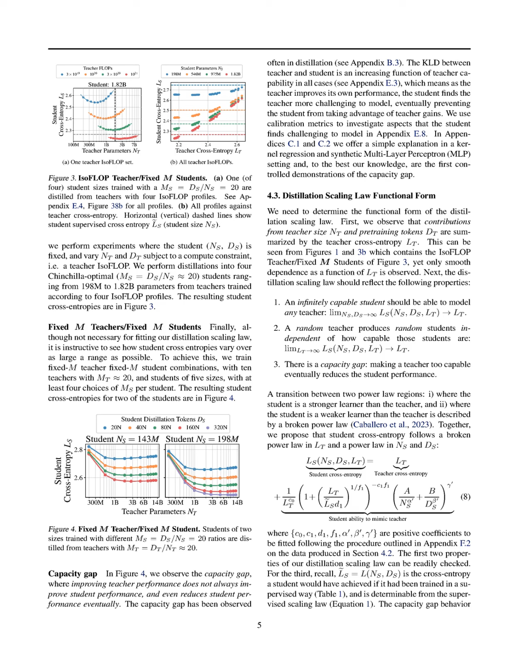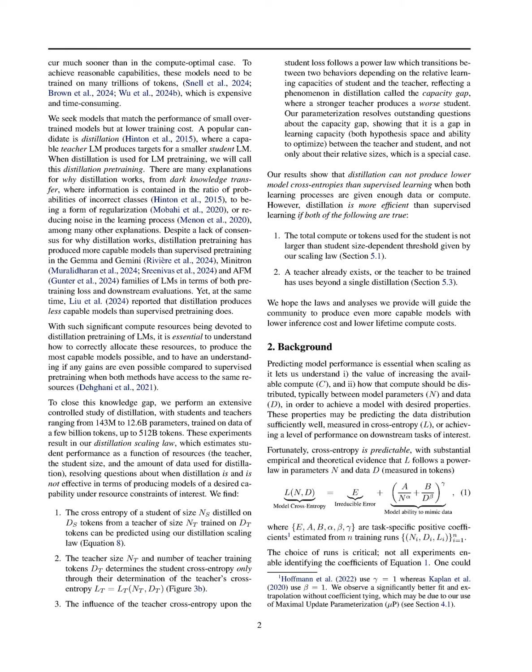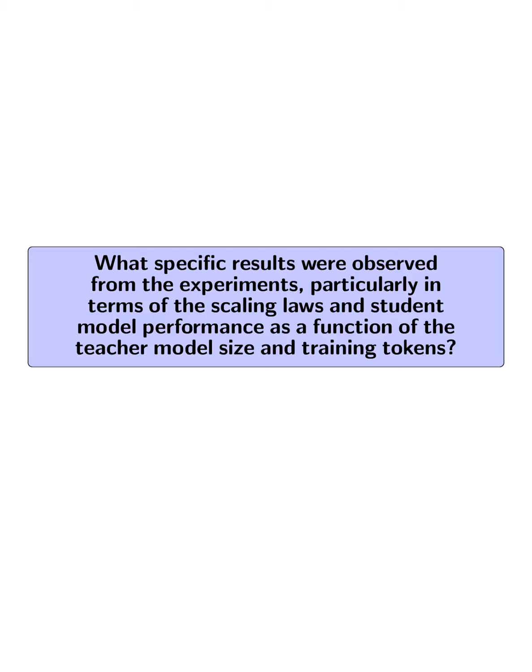The experiments included different protocols, such as fixed teachers with varied students and isoflop profiles, to assess how the teacher's performance influenced the student's cross-entropy. Additionally, the study examined the capacity gap phenomenon, where improvements in teacher performance did not always translate to better student performance, further validating the distillation process. The results were corroborated by fitting the distillation scaling law to the observed data, confirming that the predictions aligned with empirical outcomes.